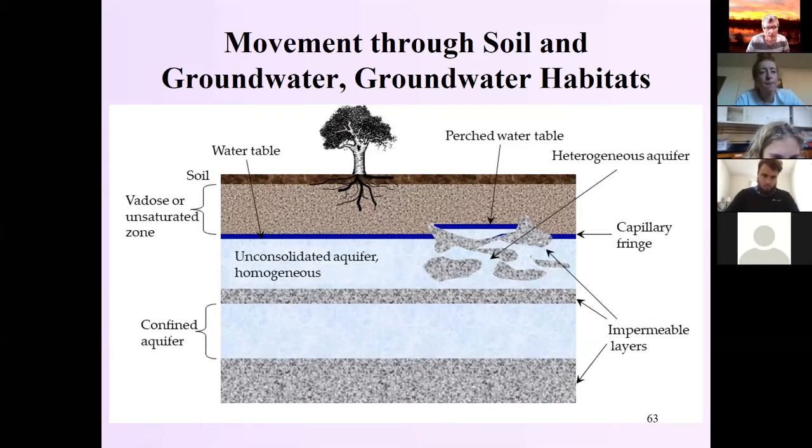So the first one is the top of the groundwater, which is called the water table. That's where all the spaces between the sediment are completely filled. There's a little bit of water that creeps up and moistens the soil above that, and that's called the capillary fringe, and that's caused by capillary action.